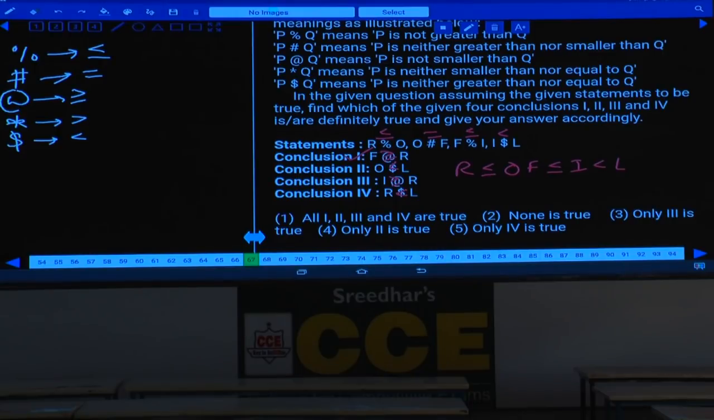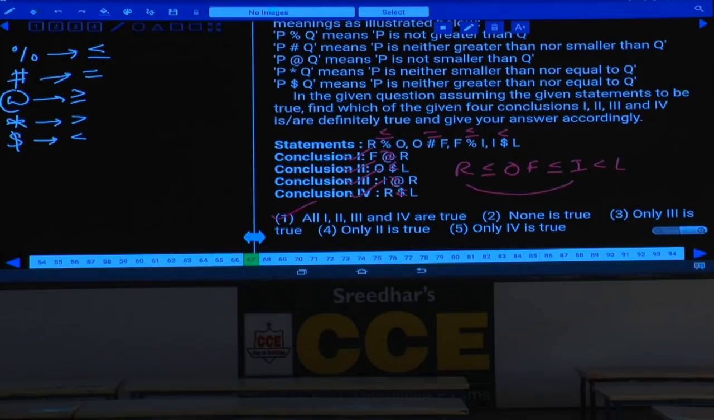Then coming to the second one, o lesser than l. Between o and l, lesser than or equals to, lesser than, hence o lesser than l, definitely true. And the third one, i greater than or equals to r. Between r and i, r lesser than or equals to i means i greater than or equals to r. Then what is the fourth one here? R lesser than l. Between r and l, r lesser than l is also true. Then what is your answer here? All the 4 conclusions follow.